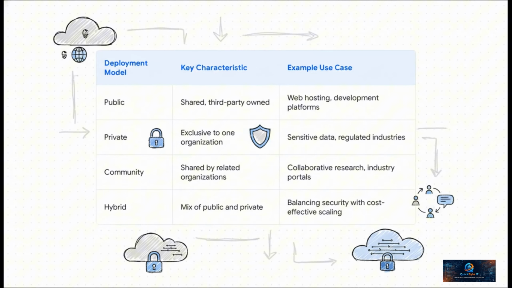This table really sums it all up nicely. You'd go with a public cloud for something like general web hosting. You'd use a private cloud if you're in a regulated industry handling sensitive data. A community cloud is perfect for collaborative projects, and you choose a hybrid model when you need that perfect balance between tight security and cost-effective scale.